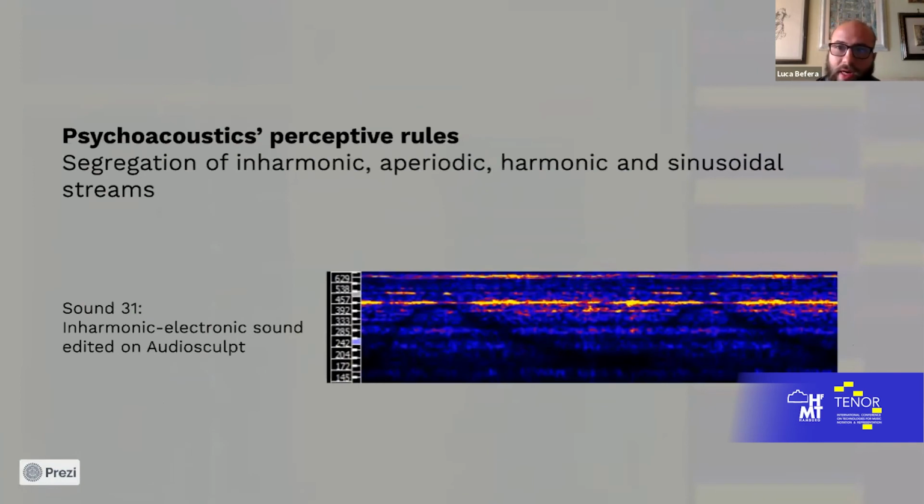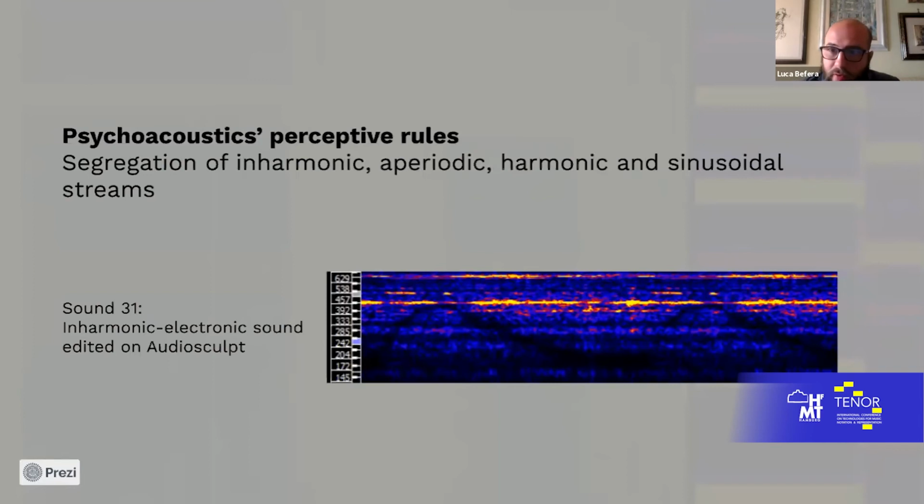Moreover, Verrando manages all the sonic material according to enharmonic, aperiodic, harmonic, or sinusoidal sounds. These spectral contents refer to psychoacoustic perceptive rules studied at IRCAM. Therefore, it segregates auditory streams depending on sound qualities and, consequently, on their relationships. AudioSculpt allows precisely to shape, merge, or separate the sound's spectral content towards different notational outcomes.